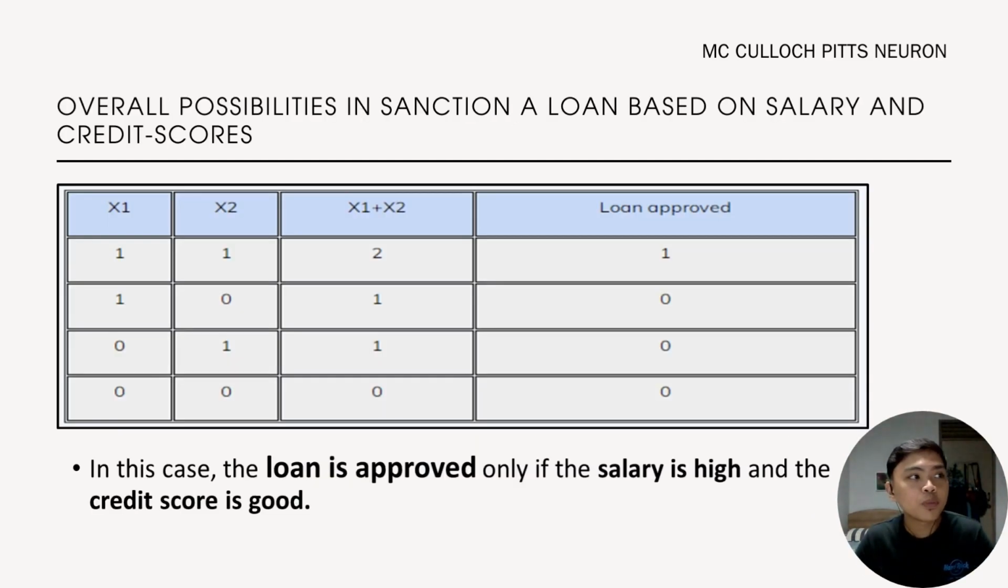Here are the overall possibilities in sanctioning a loan based on salary and credit score. With the truth table for loan approval based on the four scenarios mentioned, the loan is approved only if the salary is high and the credit score is good.